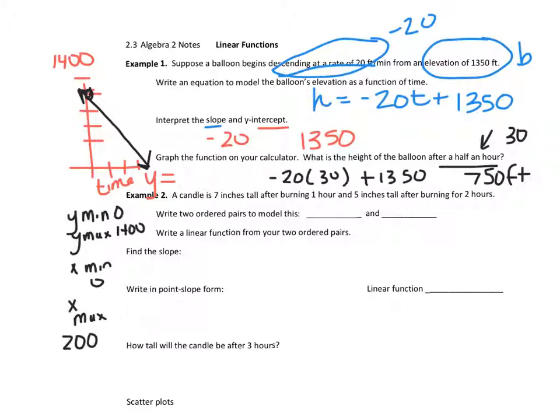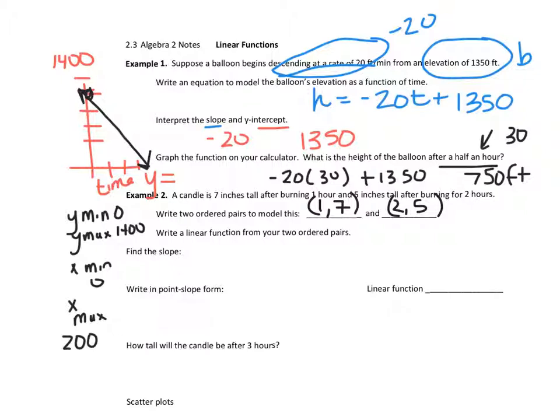Example 2, a candle is 7 inches tall after burning 1 hour and 5 inches tall after burning for 2 hours. Write the two ordered pairs to model this. So this is when I have to be careful about independent and dependent variables. In this case, remember that time is the independent variable. So I'm going to write 1 hour. After it burns for 1 hour, it's 7 inches tall. And if it burns for 2 hours, it's 5 inches tall.